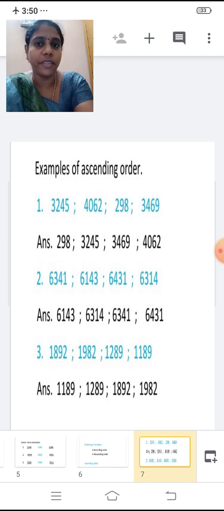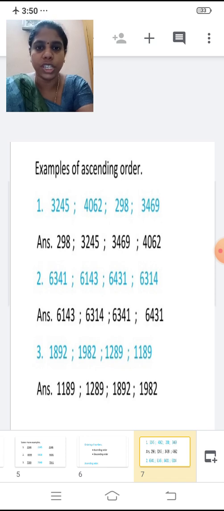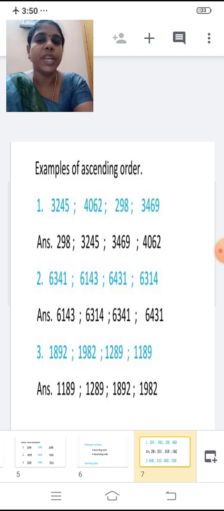Now tell me children, which is the smallest number? First see the number of digits. Which number is having fewer digits? So all the numbers are having 4 digits. Only 298 is having 3 digits, right? So that is the smaller number. So I am writing 298 first.